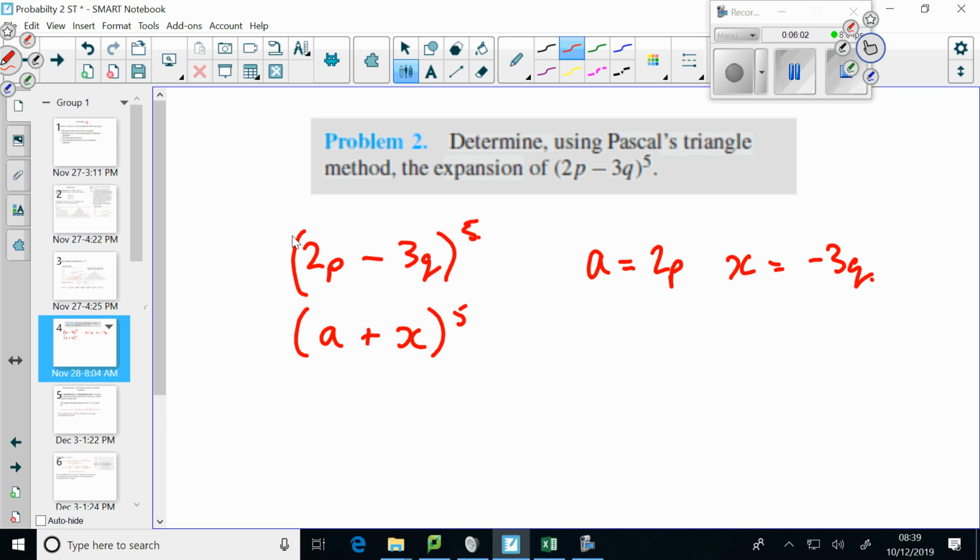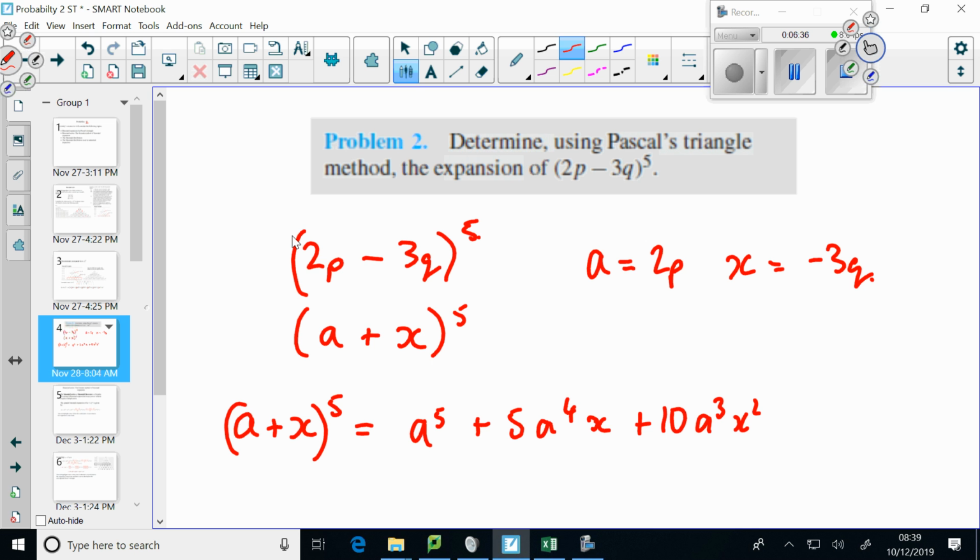And from Pascal's triangle, we can write that a plus x to the 5 is equal to a to the 5, and then we've got 5 as the next coefficient, a to the 4 x, the next one is plus 10 a to the 3 x squared, and then we know it's symmetrical, so it must be 5 again, plus 5 a to the 2 x to the 3, plus, what am I going to get for, 10 a x squared.